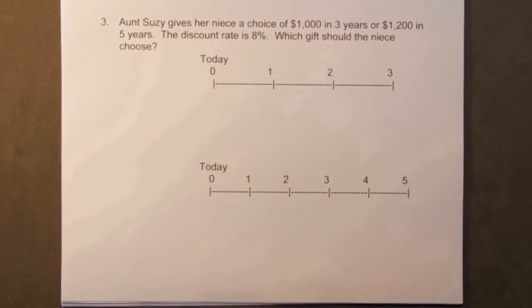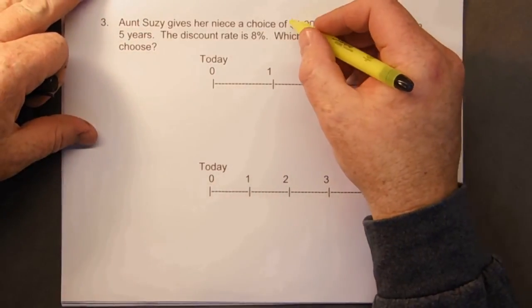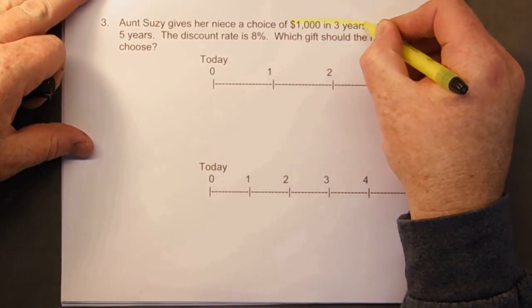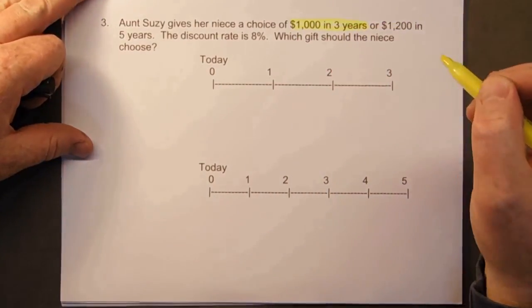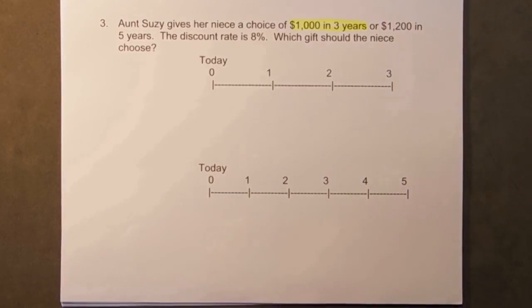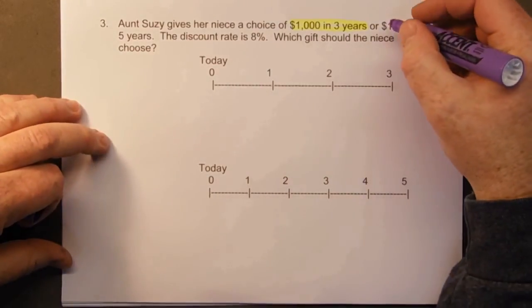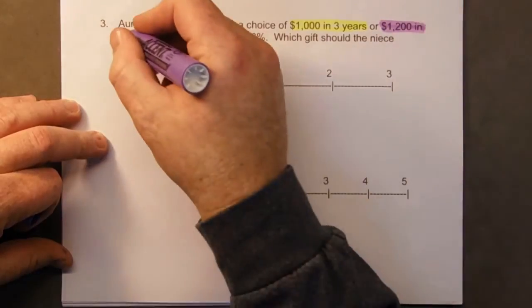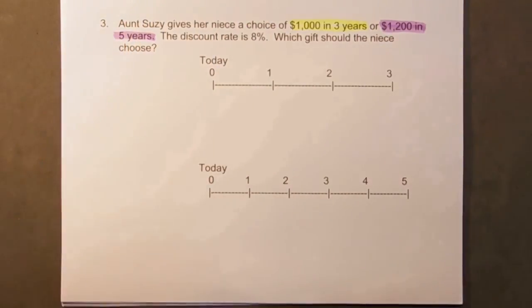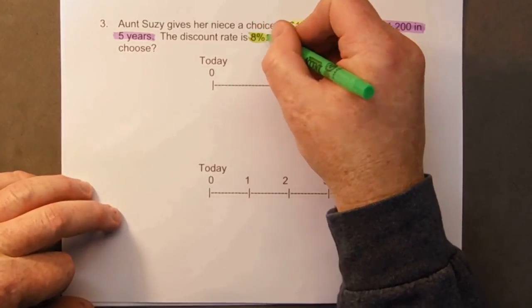And problem 3 is a little bit different than the first couple ones here in that we're going to make a decision. Alright, problem 3. Aunt Susie gives her niece a choice of $1,000 in 3 years. So, there's choice 1. Or $1,200 in 5 years. The discount rate is 8%.